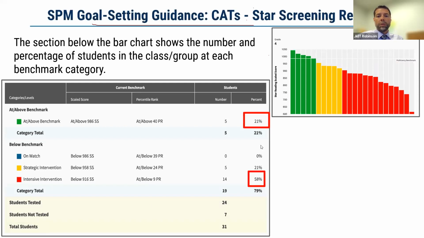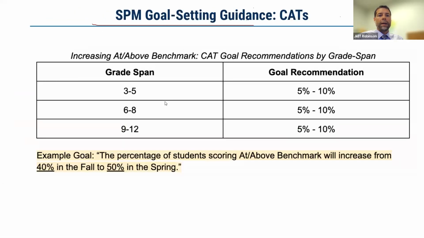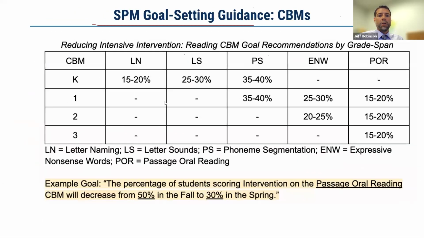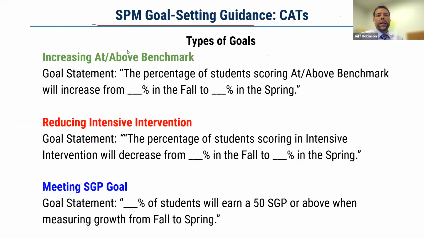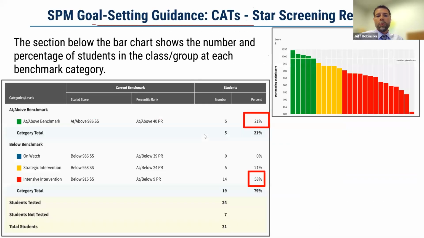So if we use those numbers of 21 and 58, if we were to look back here at our goal setting for CATS, if I'm looking at increasing the percentage at or above, the number I'm going to fill in here would be that 21. And if I'm looking at reducing, the number I'd fill in here would be the 58. So you can use the screening report to get your starting percentages for setting your SPM goals for computer adaptive tests.